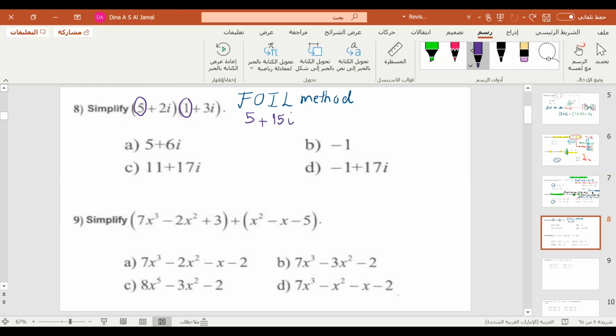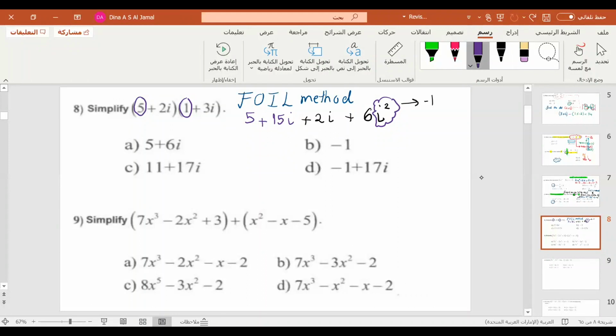Then the inner ones, 2i multiplied by 1, so it will be 2i. Lastly, you will be multiplying the last elements. So 2i multiplied by 3i, you will be having 6i squared. And this is one of the things that you have to pay attention to. i squared will be giving you minus 1. And you need to know this.